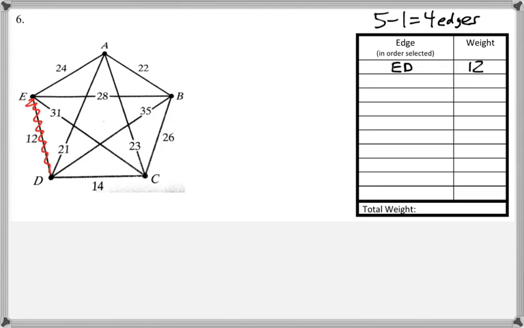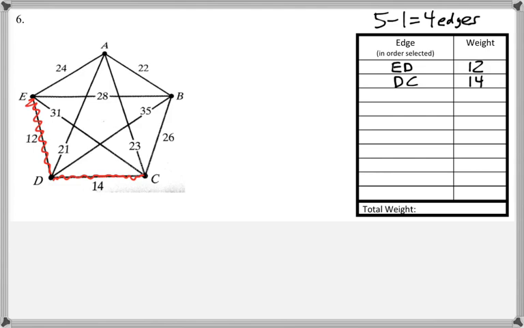The next highest weight would be 14 for DC. Now, one thing we need to keep in mind is that as we are selecting edges, we can't create a circuit. So if the next highest edge would create a circuit, then we would have to skip over that edge and not include it, and then move on to the next edge.